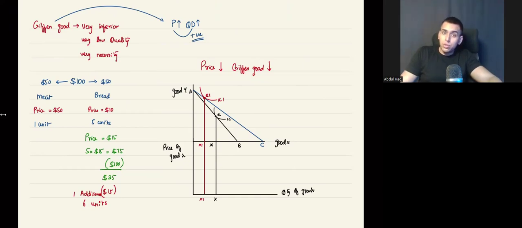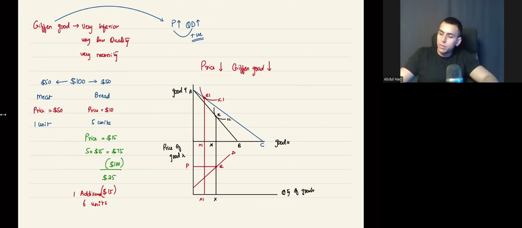Now there's a positive relationship between price and quantity demanded, which means that there will be an upward sloping demand curve, right? So this is my upward sloping demand curve like this. This is my initial quantity, and this is where it is intersecting with my demand curve. So this is my initial equilibrium position. This is my initial price level.